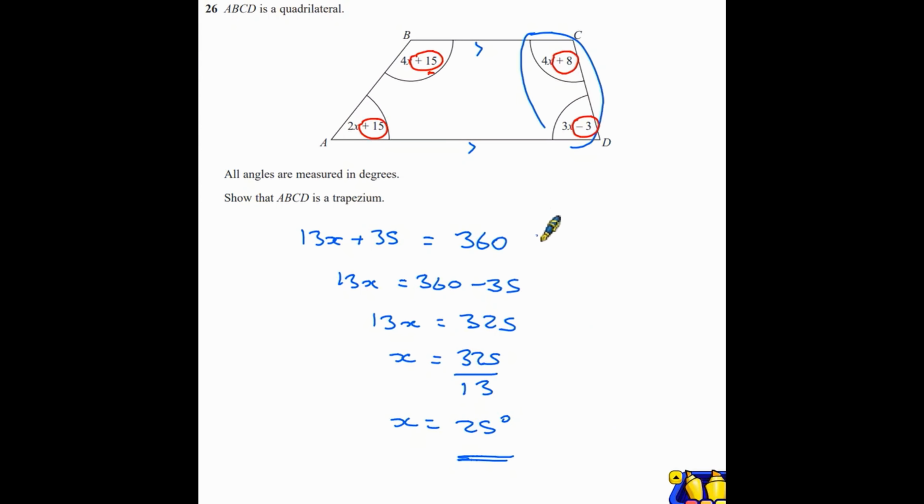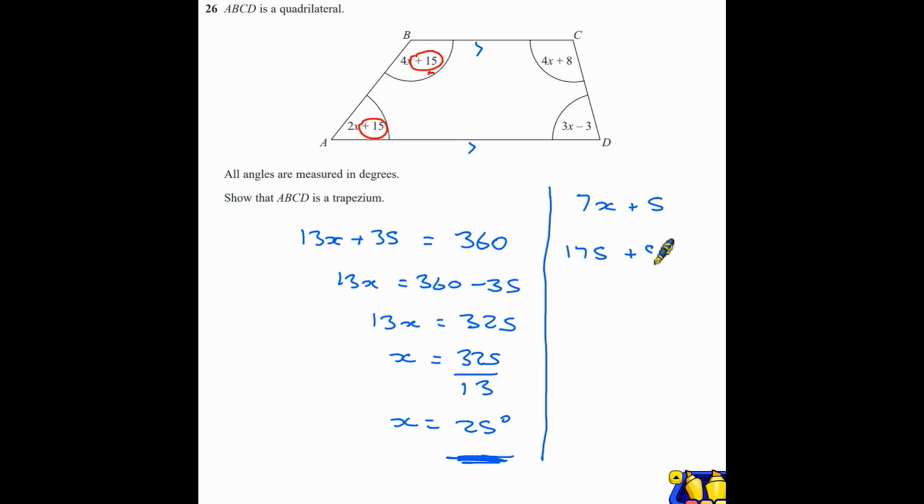Okay, let's just draw a line down here. We now know that x is 25 degrees. If we substitute that into here, it should equal 180. So if we add these two angles together, 4x plus 3x is 7x, plus 8 minus 3 is plus 5. So 7x is 7 times 25.